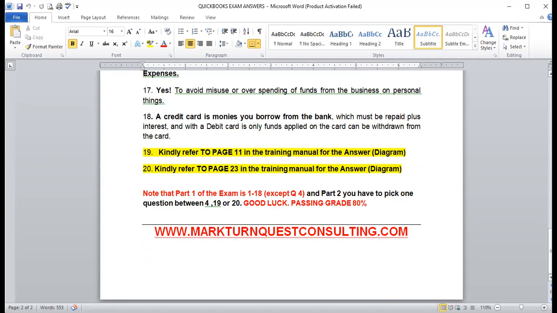Okay. And question number 20 is on page number 23, the diagram, page 23.